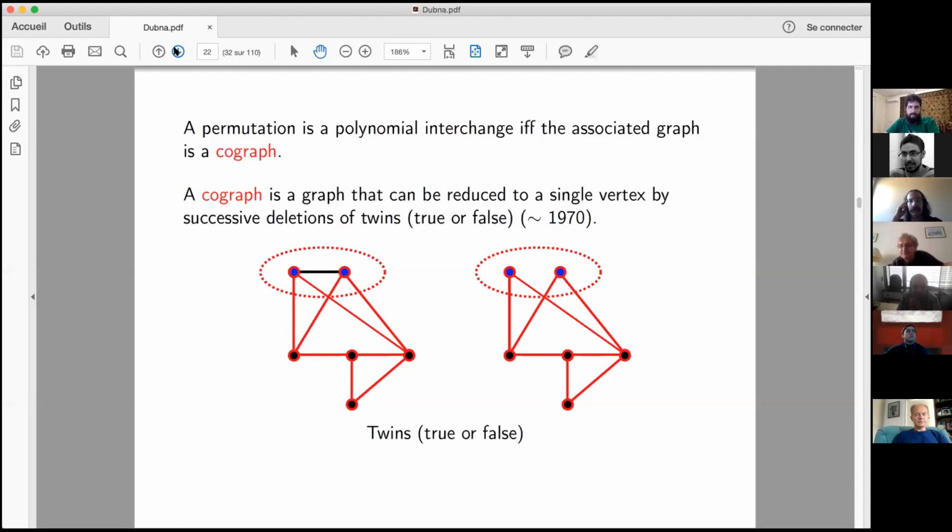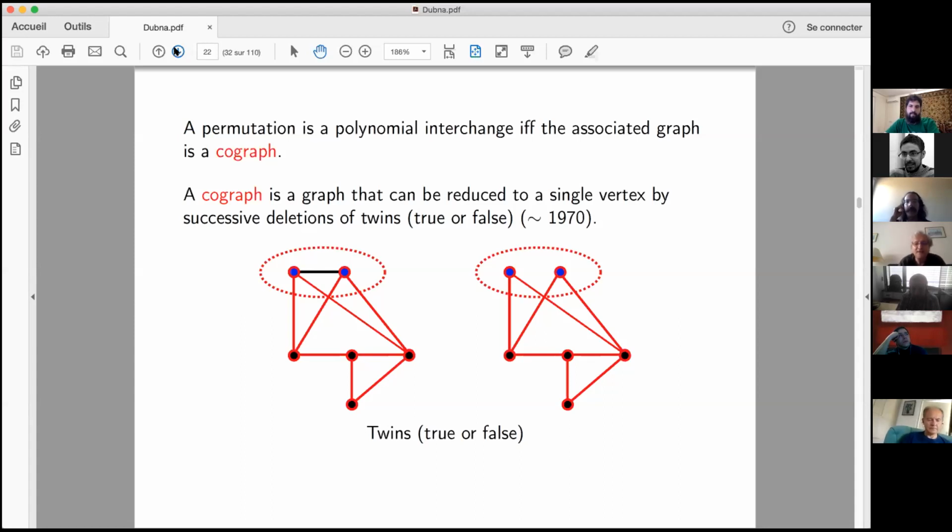Yes, they are twins. There are 2 kinds of twins. These twins can be connected or not. So one says that the twins are true twins if they are connected, and false twins if they are not connected. If you have a graph, there might be no twin at all. Typically, if you take a graph at random, there is no hope that you find two twins.